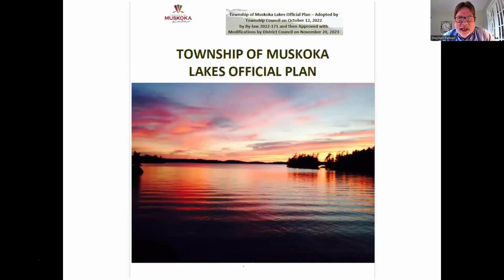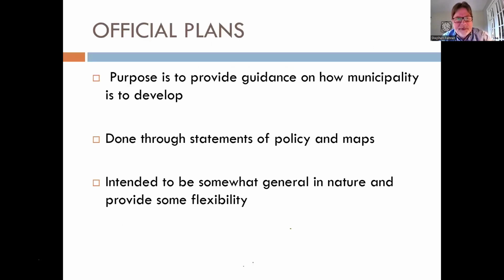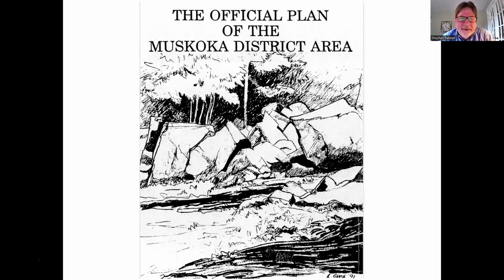So in terms of official plans, I just threw this in there because it's a nice picture and obviously quite relevant because it's the front page of the Township of Muskoka Lakes official plan. Official plans basically try to guide how the municipality is to develop. It's done through various statements and policy maps. It's tended to be general in nature and provide some flexibility. This is an upper tier official plan example, that being of the district municipality of Muskoka.